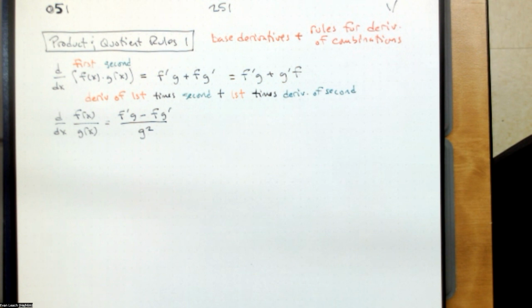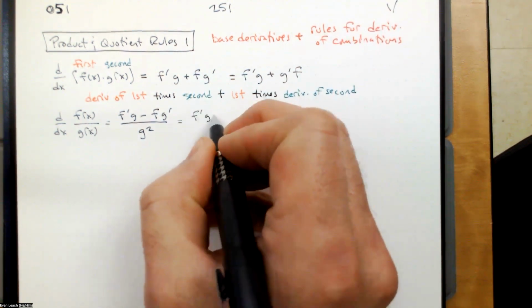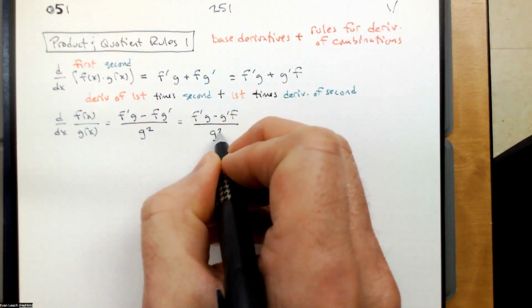There's subtraction here. We can't just rewrite the order. So it leads with f prime g. f prime g minus f g prime, all over g squared. If you don't like having the fg and then fg, you can say f prime g minus g prime f. But it's still all over g squared.